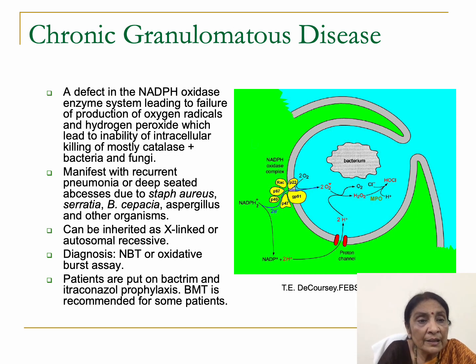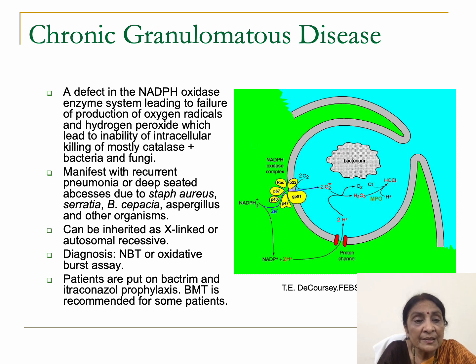Now, chronic granulomatous disease is a defect in the NADPH oxidase enzyme system, leading to failure of production of oxygen radical and hydrogen peroxide, which leads to inability of intracellular killing of mostly catalase positive bacteria and fungi. It manifests with recurrent pneumonia or deep-seated abscess due to Staph, Serratia, Burkholderia cepacia, Aspergillus, and other organisms.